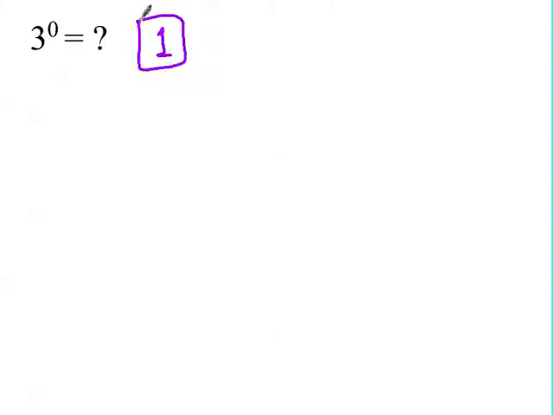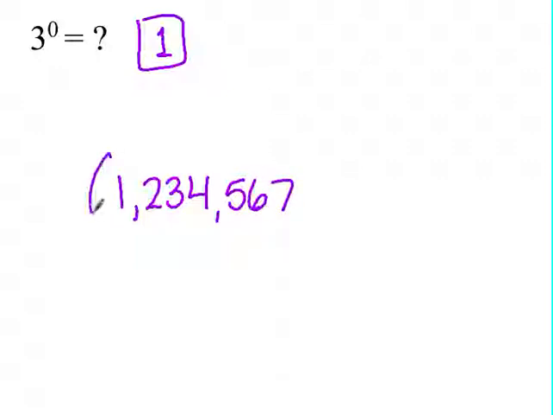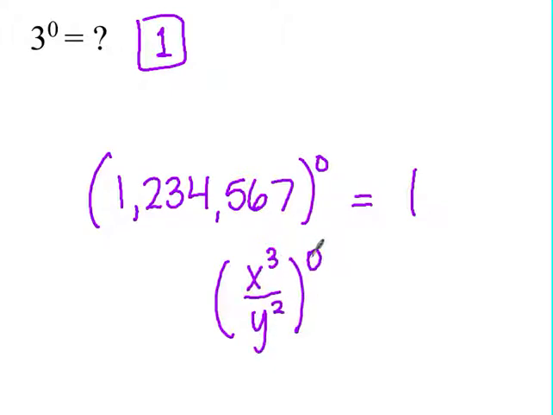Here's something to file away to memory. Anything to the 0 power is always 1. If I had 1,234,567, if I had that big number and I went to the 0 power, my answer is 1. Anything to the 0 power. If I had x cubed over y squared to the 0 power, the answer is 1.